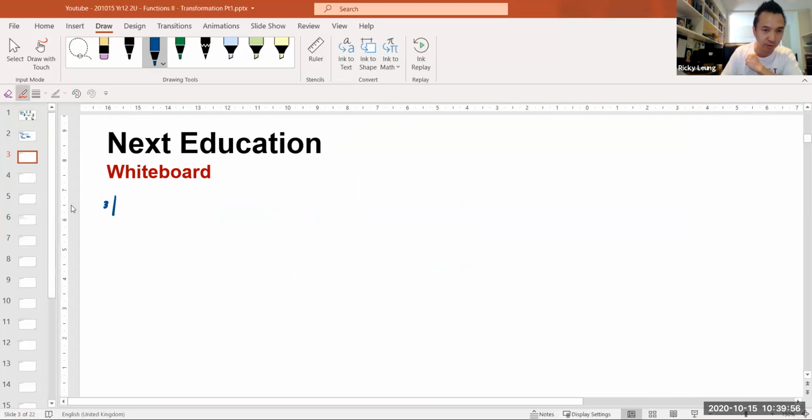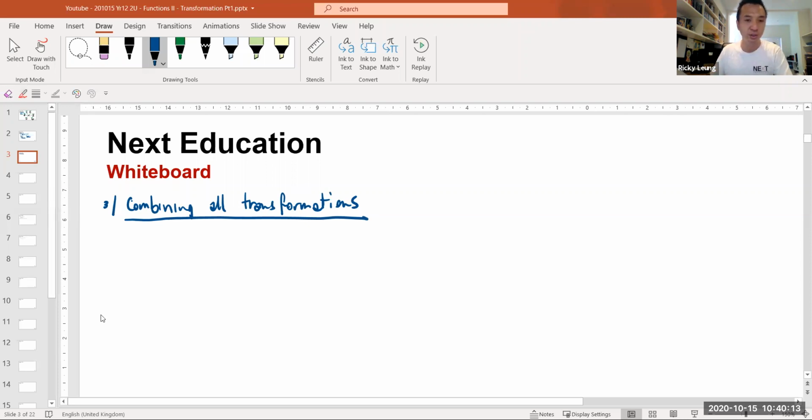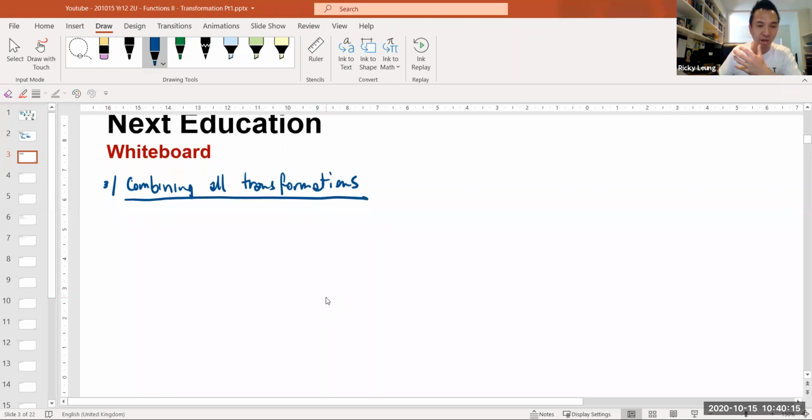So maybe I'll go combining all transformations. I think this is useful because it shows you how you would describe some of the transformations in the order that you should, right? So, for example, this is ambitious.